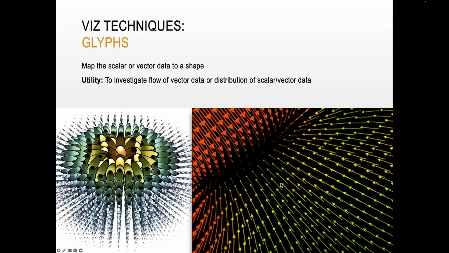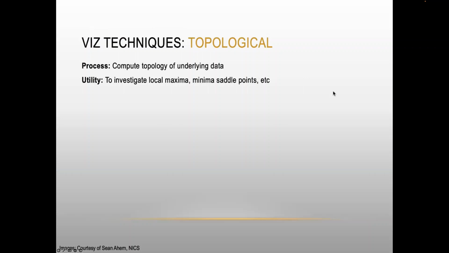But on the left side, you can take the same idea. Instead of drawing arrows, you can draw ellipsoids, which basically encapsulate the minimum, medium, and major axes of the vector, in this case a three-dimensional vector, and orient it in the direction of the vector. And so this is, again, useful to investigate the flow of the vector data.